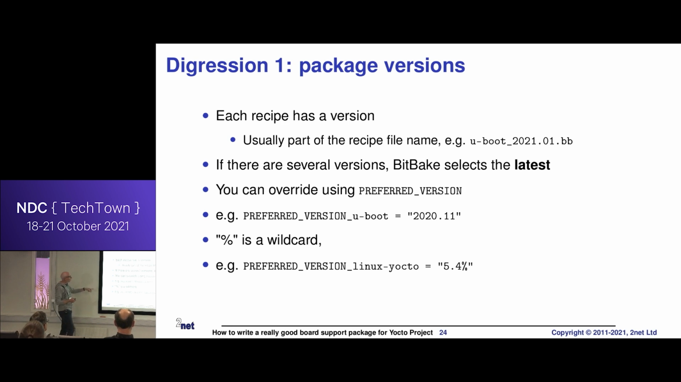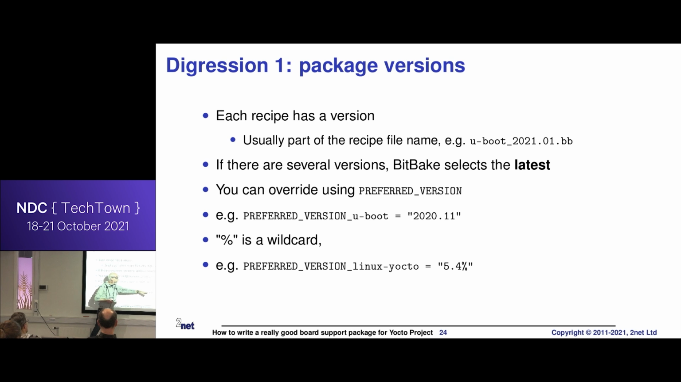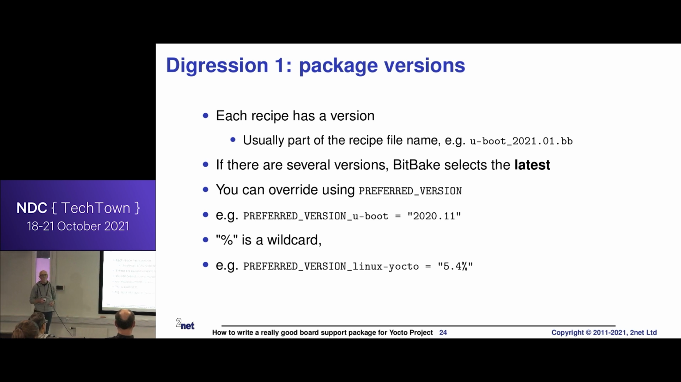We can also use wildcards here. So when it comes to the Linux version, it can have three separate digit fields. So we can put a % here, that's the wildcard, and that will match 5.4.1 and 5.4.2 and 5.4.3, etc.